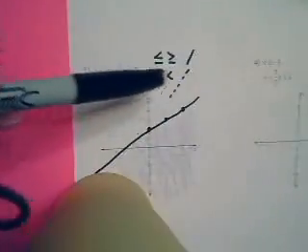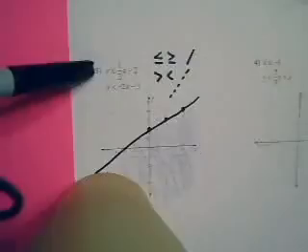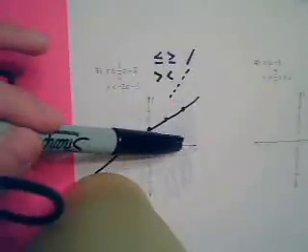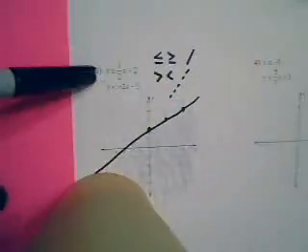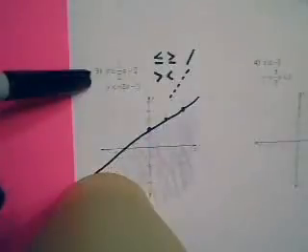Now this inequality, I have finished graphing it. I have my line and I've shaded my graph. So this is how you graph an inequality in slope-intercept form.